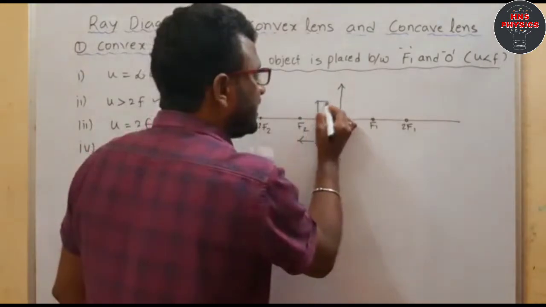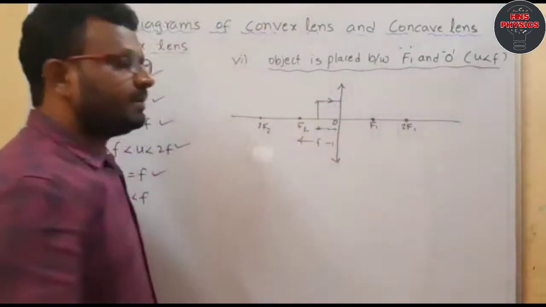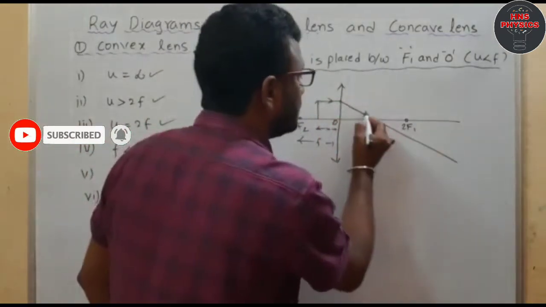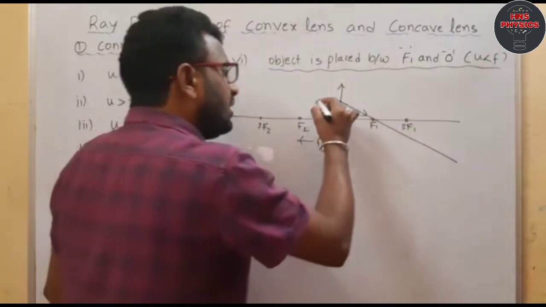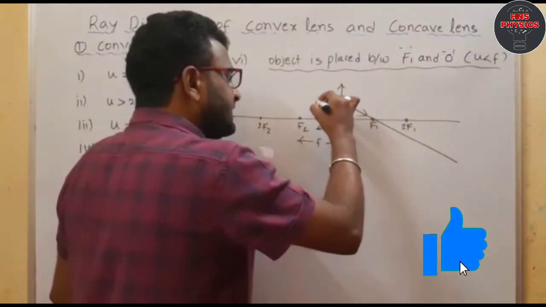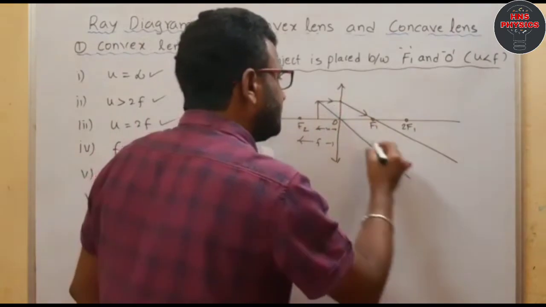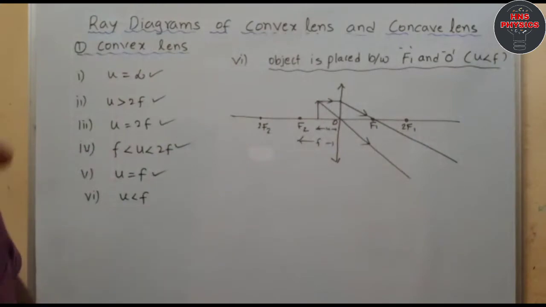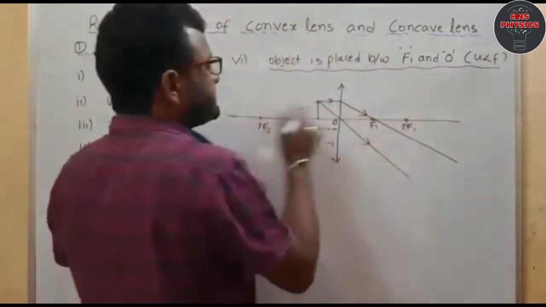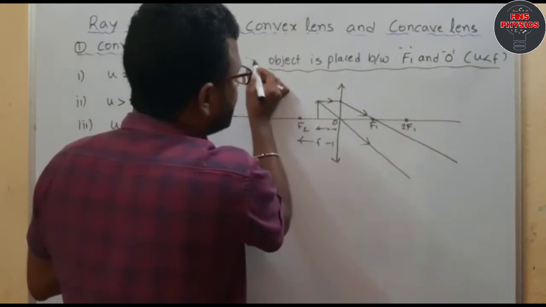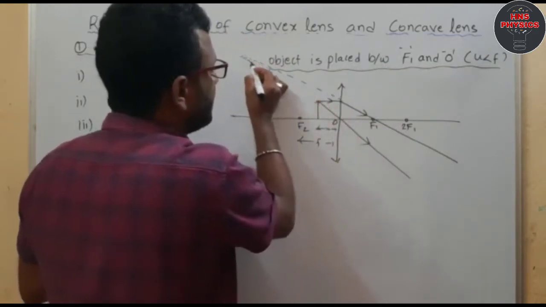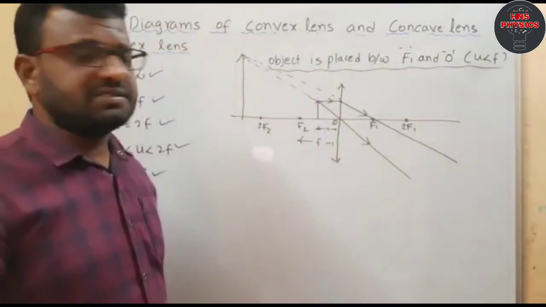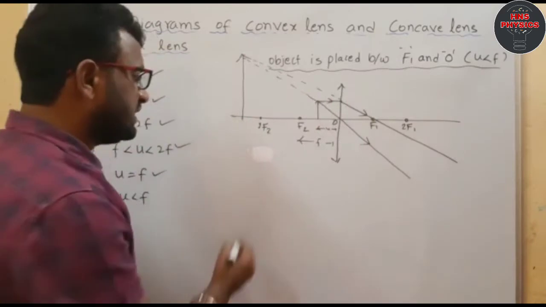So in this case, when a ray of light passes parallel to the principal axis, according to the first rule, after the refraction the refracted ray passes through the principal focus, the first principal focus. One more ray passes through the optic center. But in this case the image is formed on the same side of the lens. If we extend these refracted rays to the back side, here the image is formed on the same side of the lens.